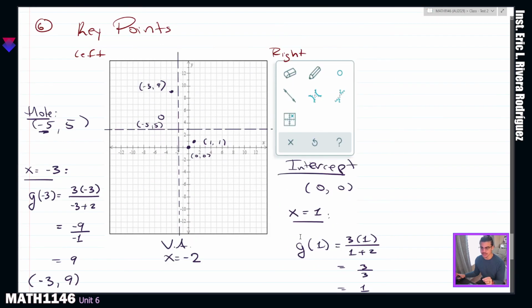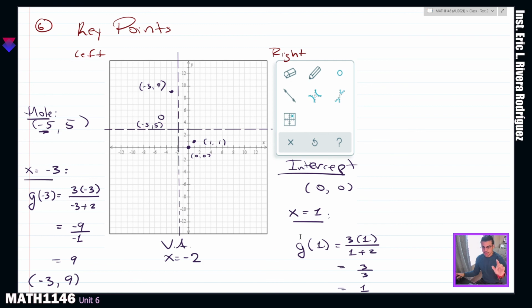Then for the key points, we take into consideration the vertical asymptote. In this exercise, we just have one vertical asymptote, so we are going to find at least 2 points on the left side of that vertical asymptote and 2 points on the right side of that vertical asymptote. Left and right side are determined by the x values. Any x value less than the vertical asymptote is going to give us a left side point, and any x value greater than the vertical asymptote is going to give us a right side point.